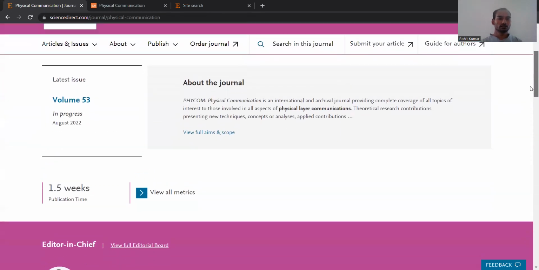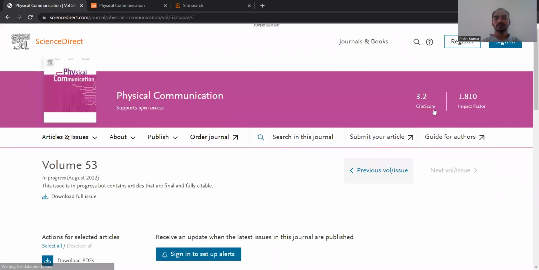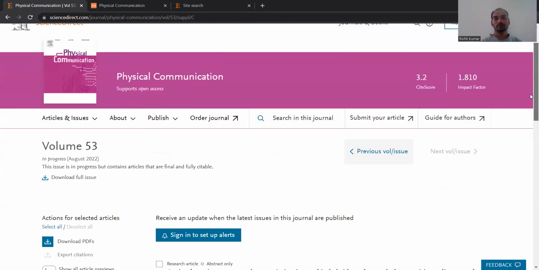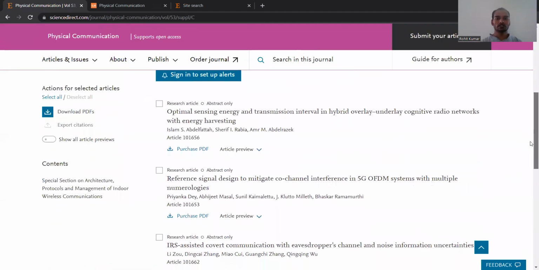So coming down here, you have the different articles and issues related information. You have the latest issue, all issues, articles in press. If you want to see the latest issues, you can go and get a basic idea of which particular topics the journal is currently focusing on. In this way, you can improve your chances of getting accepted.